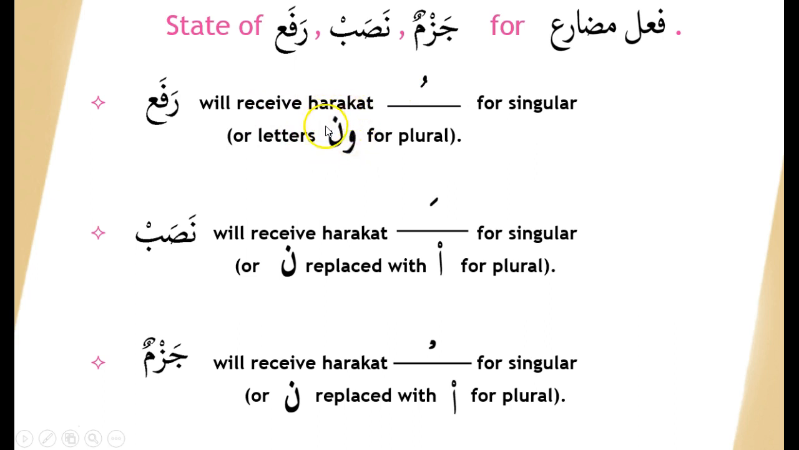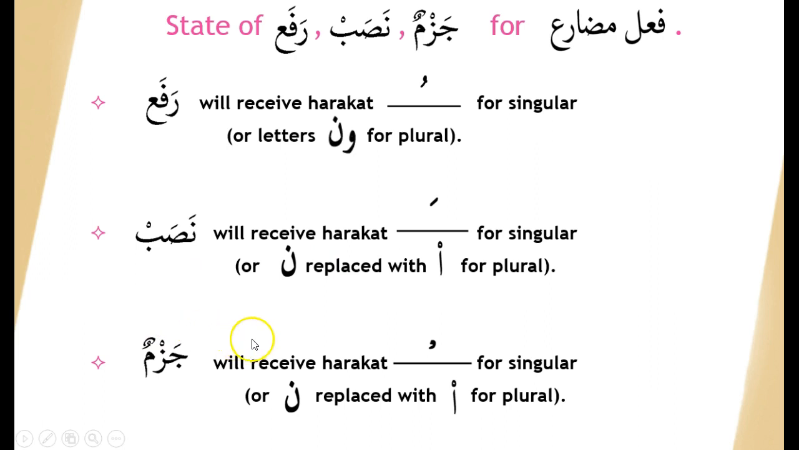Like yu'minuna and yu'minu. That is for fi'l mudhari plural and singular. But for nasab, it will receive the harakat fatha for singular. Again, there's no tanwin for fi'l mudhari, and the noon of the last letter will change into an alif for plural. Like yu'minuna, for nasab it becomes yu'minu with the noon replaced by alif.